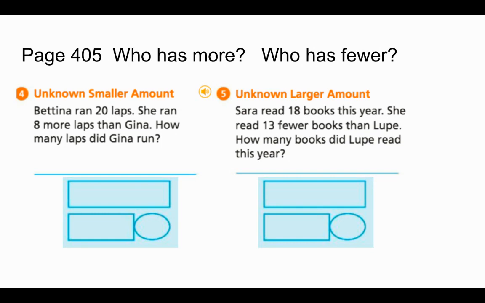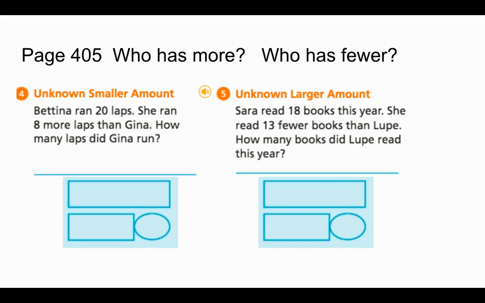Bettina ran 20 laps. She ran 8 more laps than Gina. Who has more? How many laps did Gina run? Put the numbers and the question mark where they belong. Number 5. Sarah read 18 books this year. She read 13 fewer books than Lupe. Who read more? Lupe. How many books did Lupe read this year?